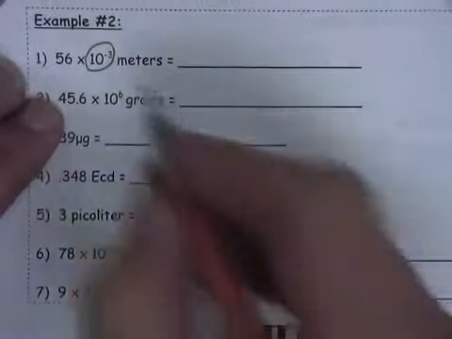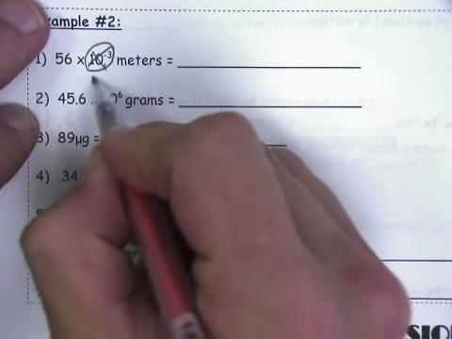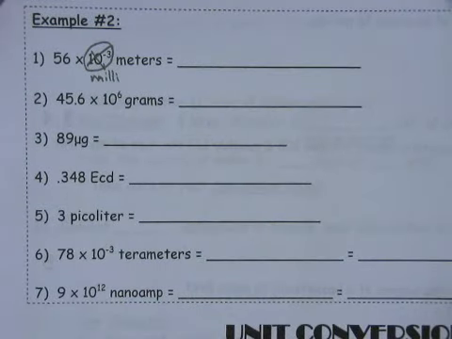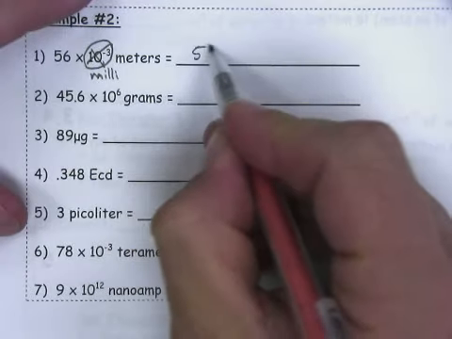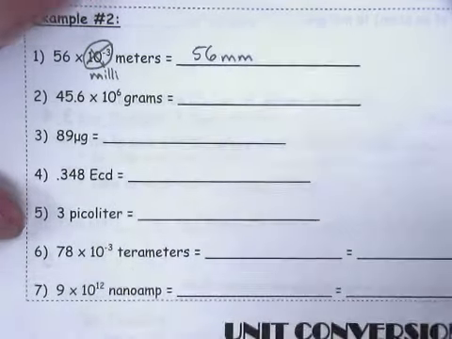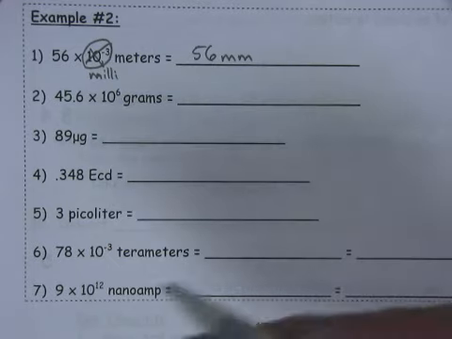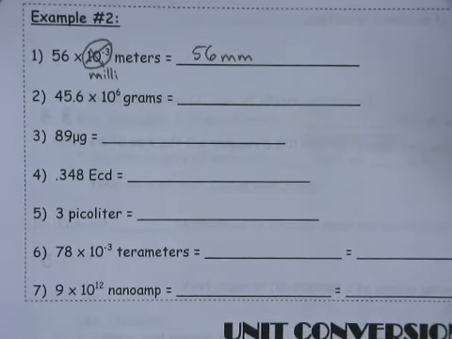So what we're going to do, instead of saying 10 to the minus third, we can cross this out and put milli. So then we get 56 millimeters. So the goal of this example, I guess you could say example number 2, is learn how to convert between regular notation, scientific notation, and then notation that has prefixes.